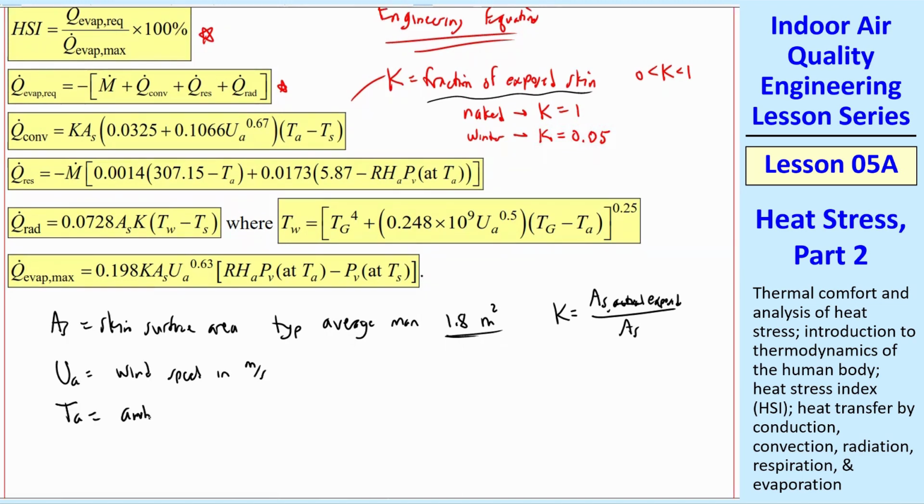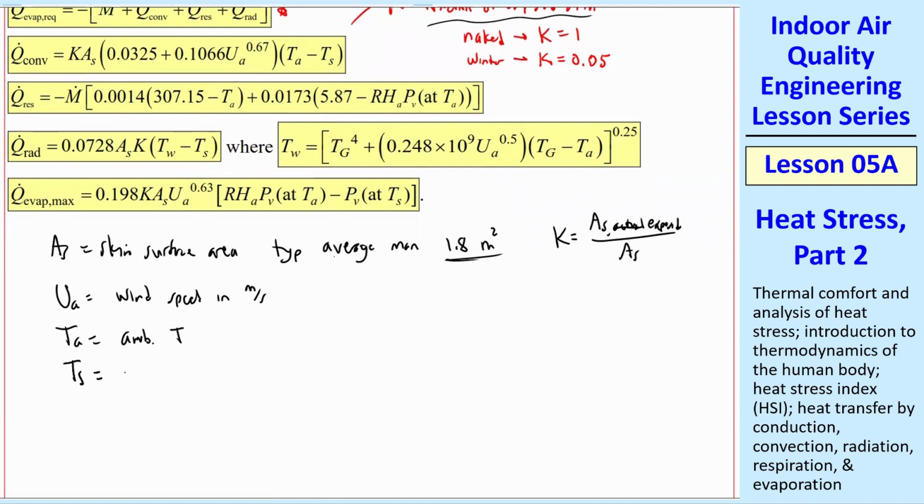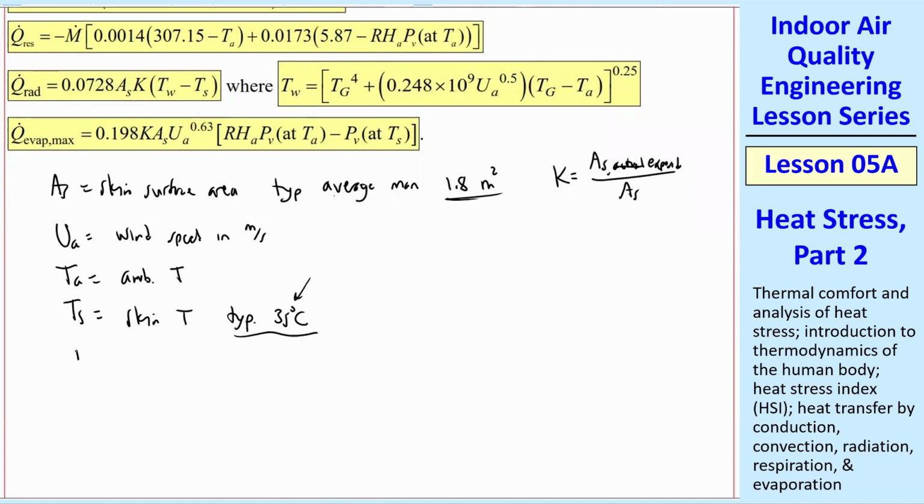TA is the ambient temperature. TS is the skin temperature. Typically, this is 35 degrees, except in extreme conditions. TW is an effective wall temperature, so this has to do with radiation. For example, if you're walking on hot asphalt in the summer and the sidewalk is extremely hot, the TW could be quite high. TG is a globe temperature.